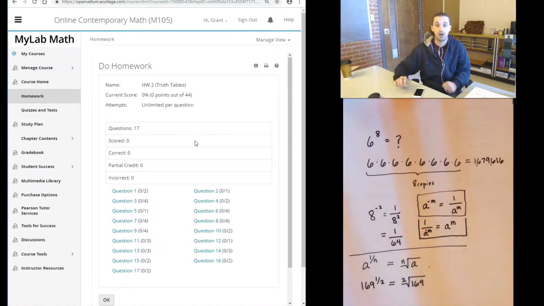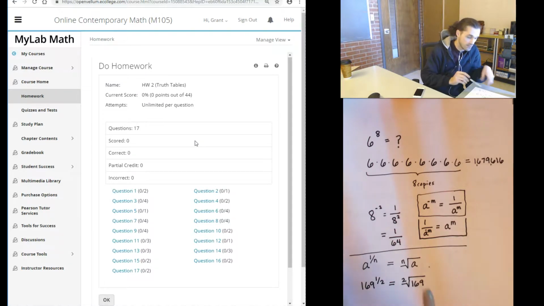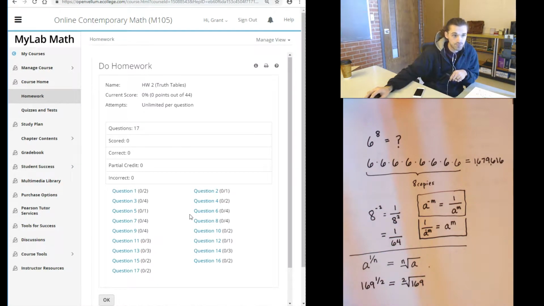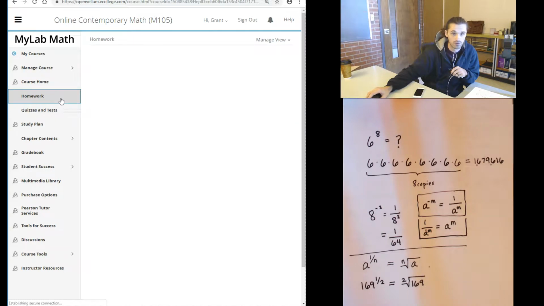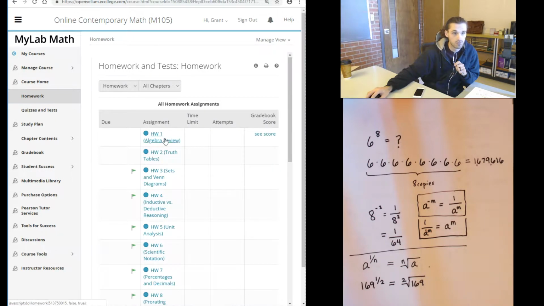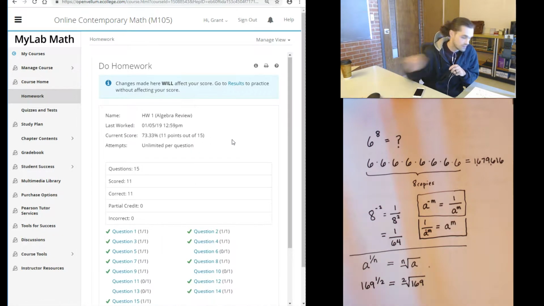Okay, now that we have audio, which is always beneficial, I will do a short run through of the solutions I just did without audio. So here they are. Again, this is from homework 1 in your My Math Lab. So if you go to homework 1, algebra review.